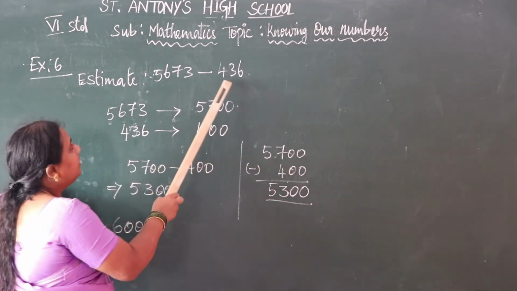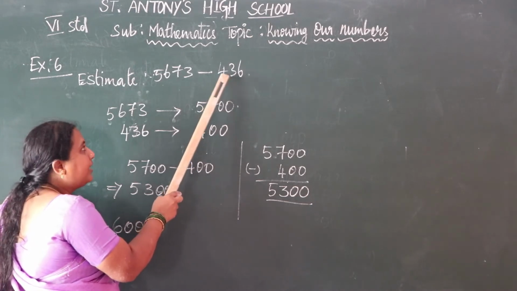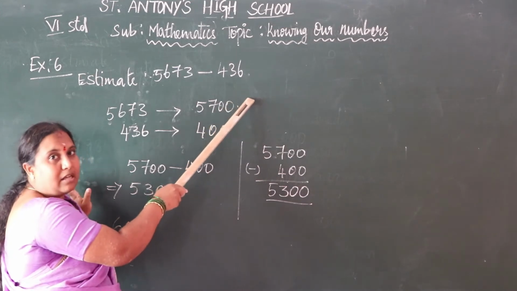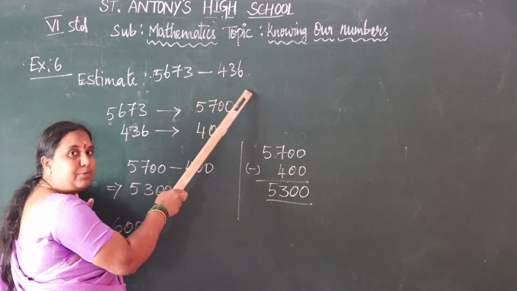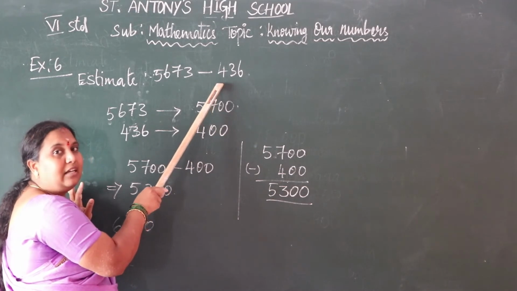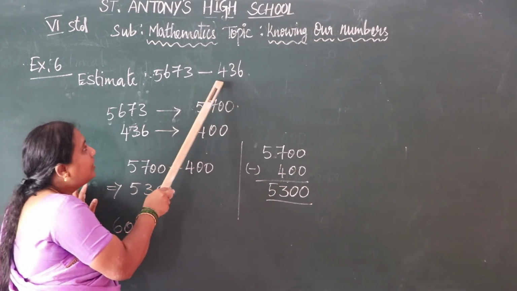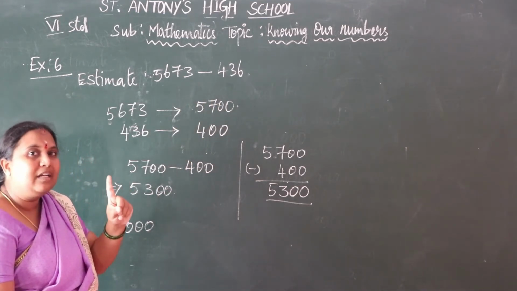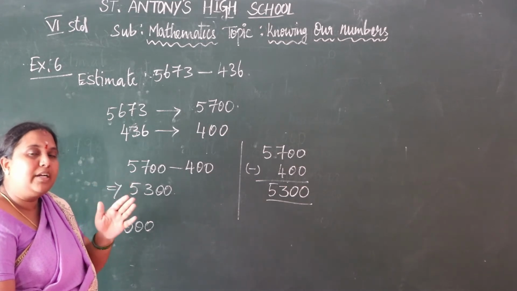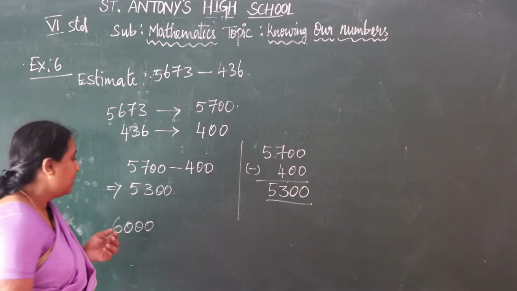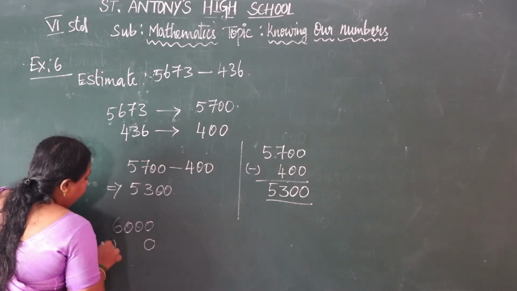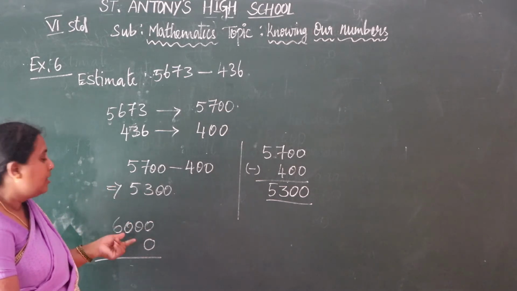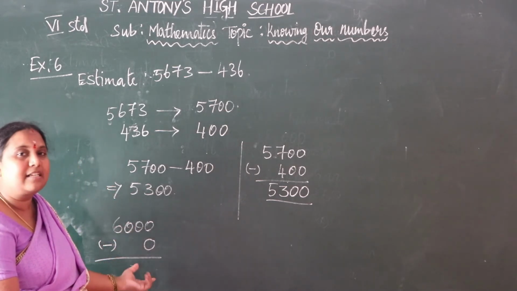And here, 436 is also rounded off to the nearest 1000. When rounding to the nearest 1000, we consider the 4 in the hundreds place. So this 4 comes under rule 1. What is rule 1? The number is rounded off to 0, there is no condition. So there is no reasonable difference, and 6000 minus 0 means we get 6000 as it is.